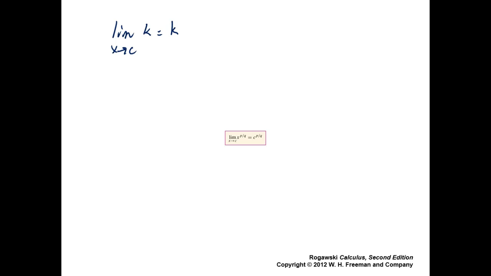Okay, how about the next one? The limit as x approaches c of x. What would that equal? C, okay? That means yes in Spanish. No, I'm sorry. Okay, it means C. It yields c, because as x approaches c, x approaches c. Pretty obvious.